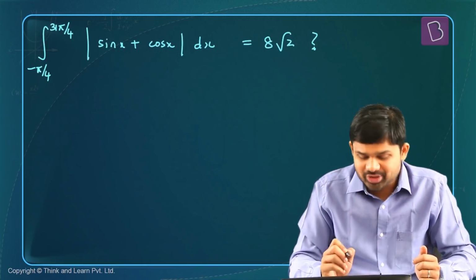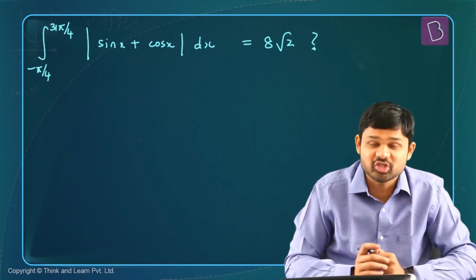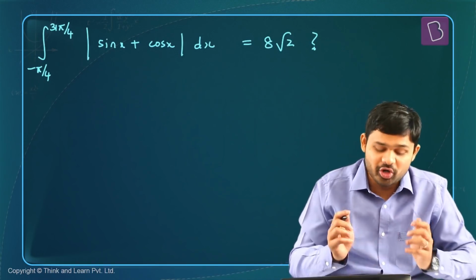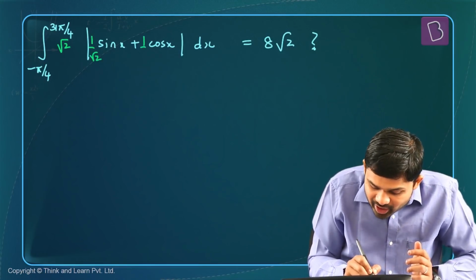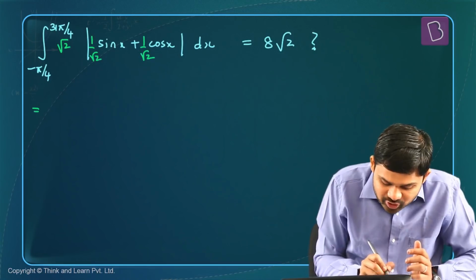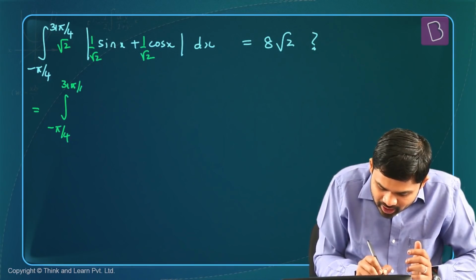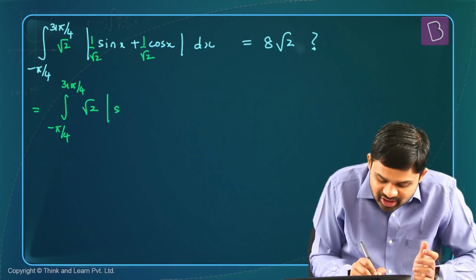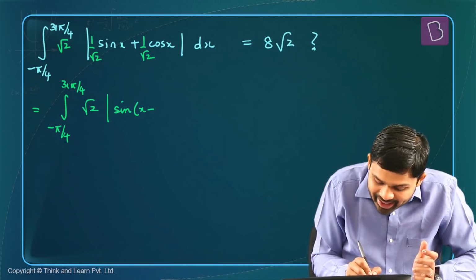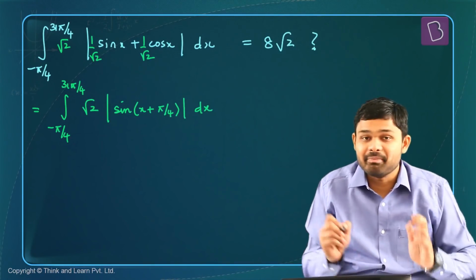So how do we solve this question? Well, this is a very routine trigonometric question, because you have sin x plus cos x. So you're going to divide and multiply by root 2. When you divide and multiply by root 2, the integral is now changed to negative pi by 4 to 31 pi by 4 root 2 times, whatever is inside the mod, which is going to be just sine of x plus pi by 4. Well, that's pretty simple, isn't it?